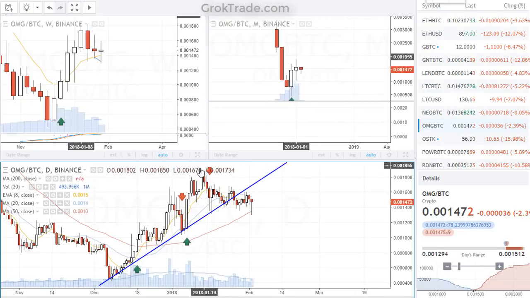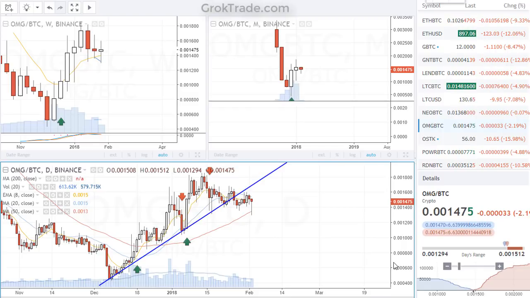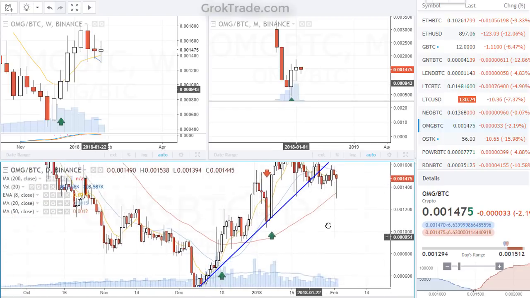OMG, BTC, got a sell on it, and it did break this trend line. And it's really, here, look at this trend line. I want you guys to understand the power of the trend line.